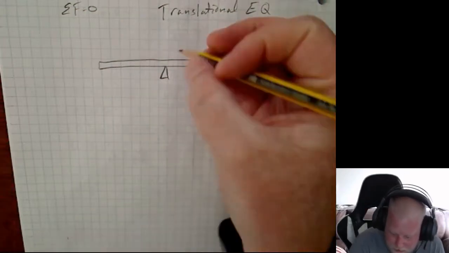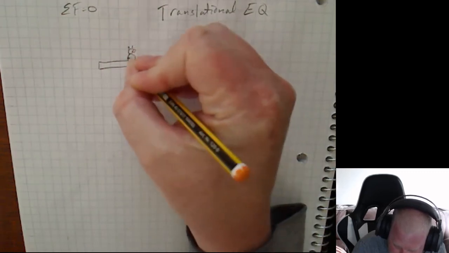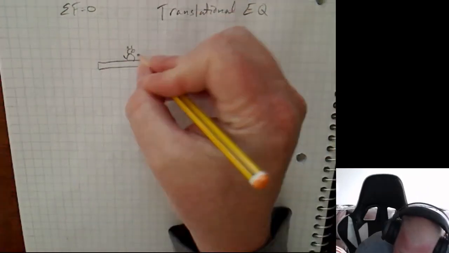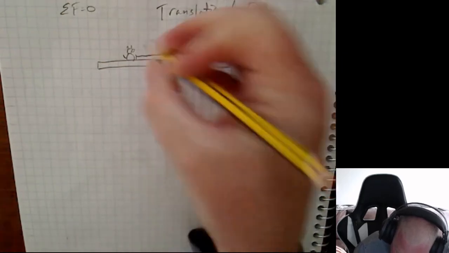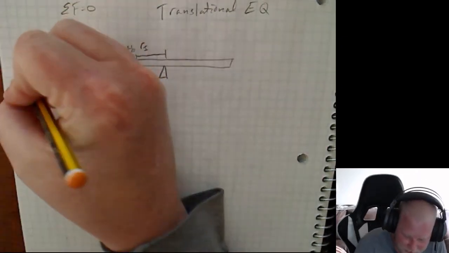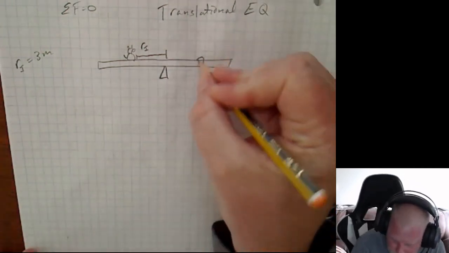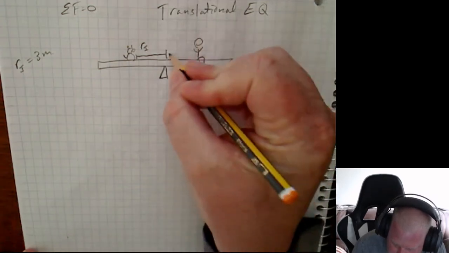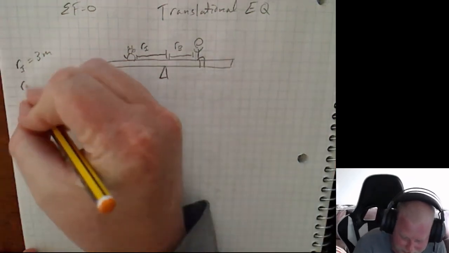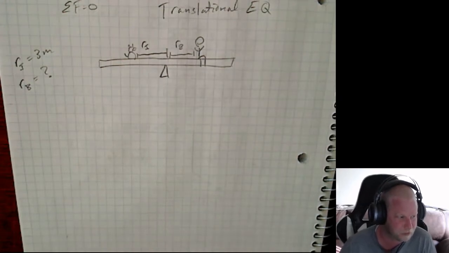Now we've got our dog, Irving, who is sitting 3 meters from the pivot. So we can call this distance Ri for Irving. And that is 3 meters. And we want to know where the boy needs to be sitting in order to balance this out. So RB, the distance of the boy, is what we're looking for.